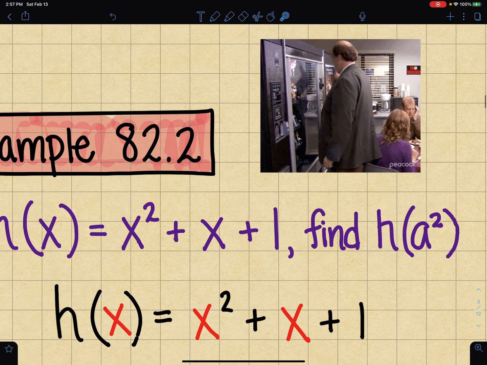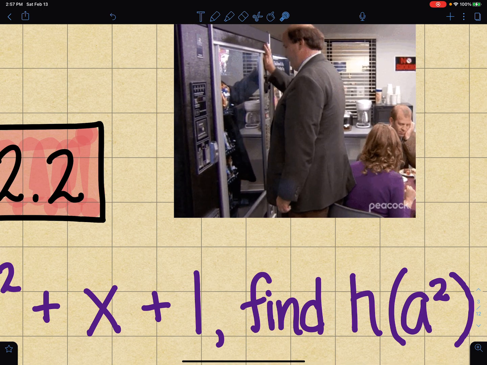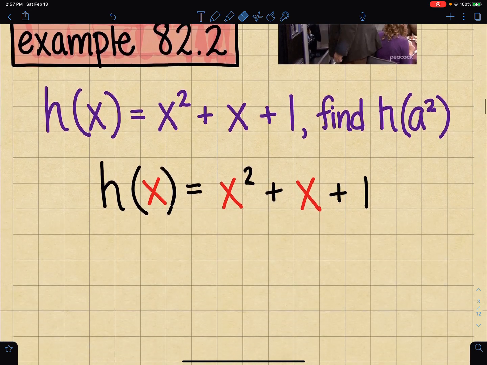So if that's, here's another vending machine GIF. I don't know what he's doing in this one either. I feel like I have seen that one because he's disrupting this little meeting that's going on there. But anyway, okay, here we go.